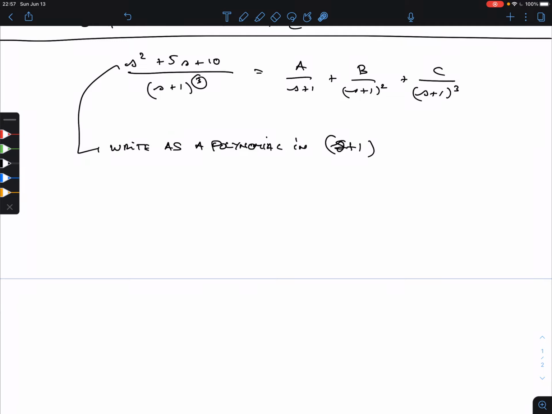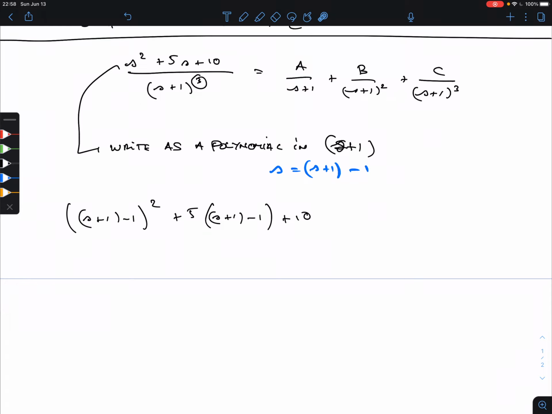Now, this is a technique that we have to do many more times, so we are kind of used to this now. We're going to write s plus 1, keep it together, minus 1. So this would be (s plus 1 minus 1) squared plus 5 times (s plus 1 minus 1) plus 10. So I'm working on the numerator. Notice I'm not trying to factor the numerator. That is completely useless. Do not factor there.